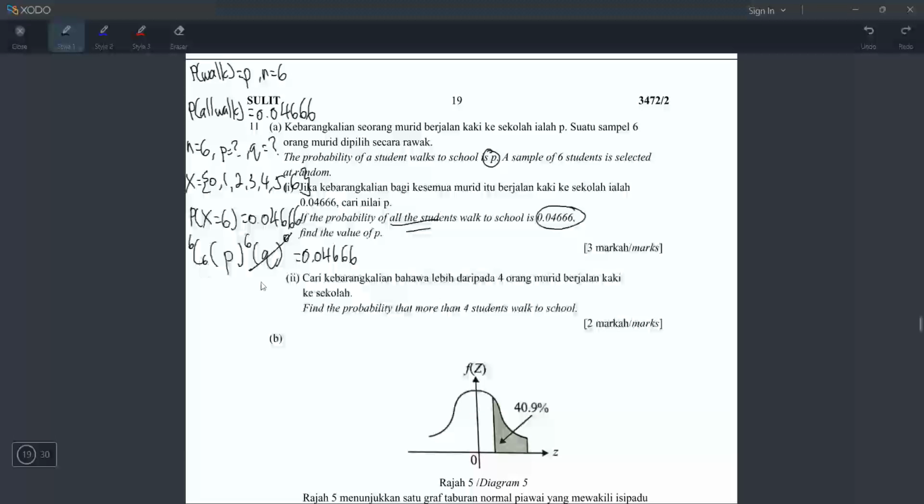6C6 can also cut, becomes 1. So you are left with P power 6 equals this. So how to find P? You take the 6th root of 0.04666.